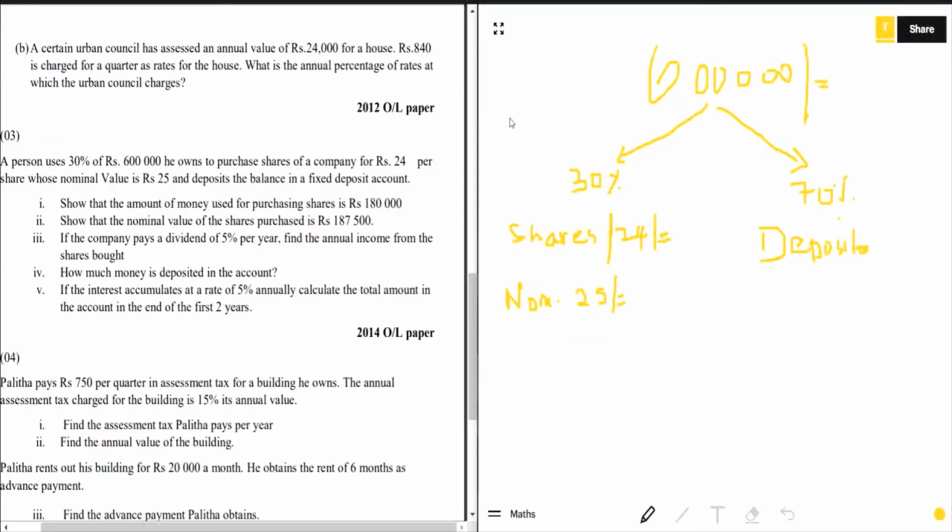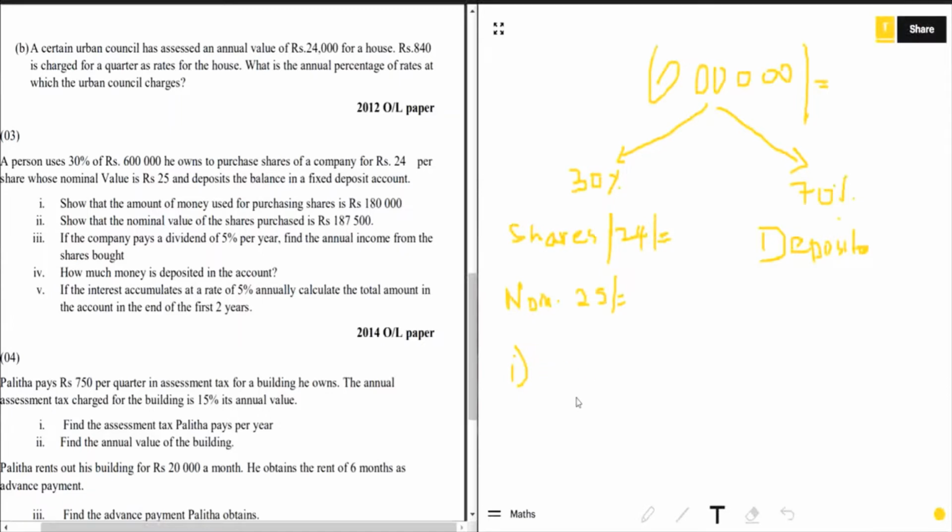Now they are asking us to show that the amount of money used for purchasing shares is 180,000. This is how you do it. That means they are asking us to prove that this 30% is 180,000. In this type of question, we should be writing statements. So let's write.